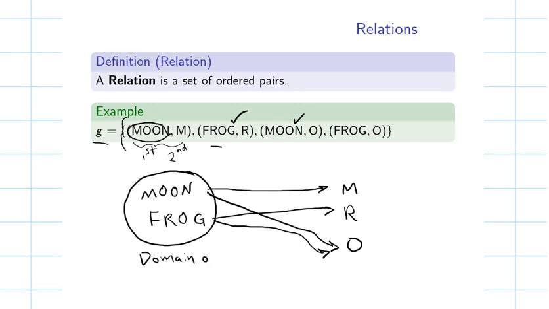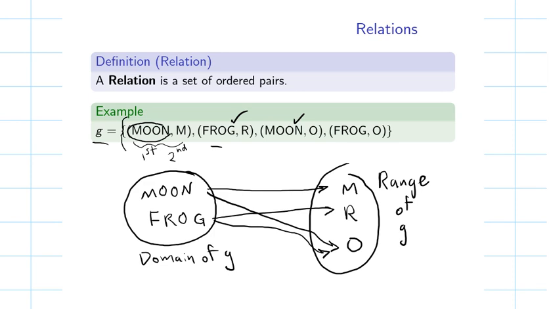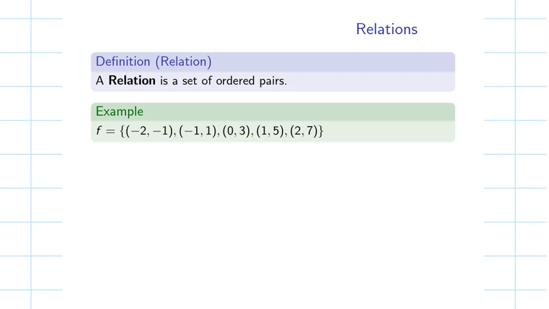And this set of the first coordinates, it's called the domain of G. G is the relation. And the second coordinates, M, R, O, that's called the range of G. Okay, so let's move on.